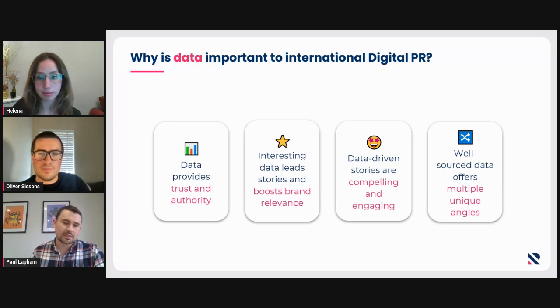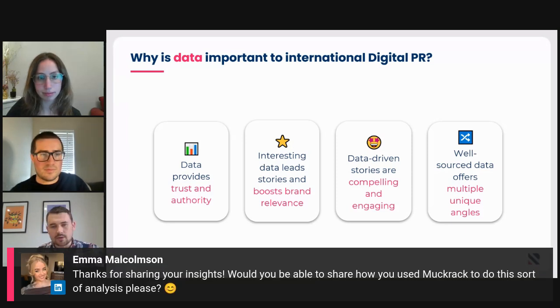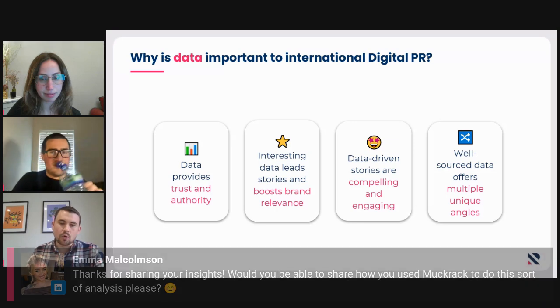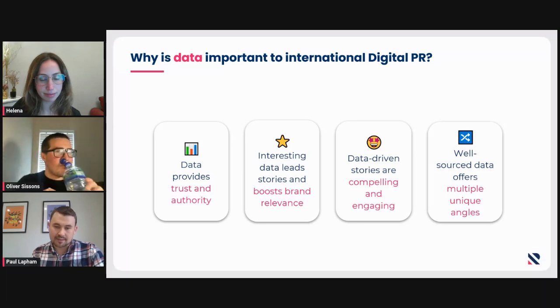Not only this, if you have interesting data, it can really drive your story, and this really boosts the relevance of the brand. People love to read about facts and figures, and it gives relevance to whatever you're trying to say within the media itself as well. Not only this, data-driven stories tend to be more compelling and engaging, making them more likely to get coverage for your brand.